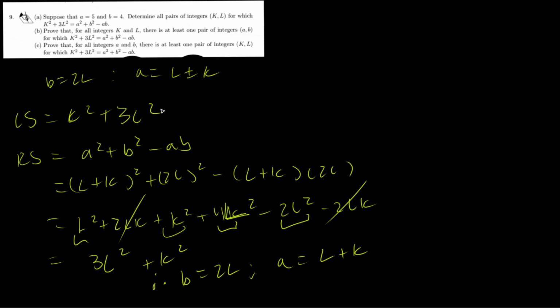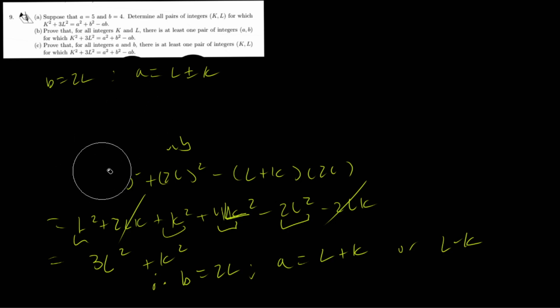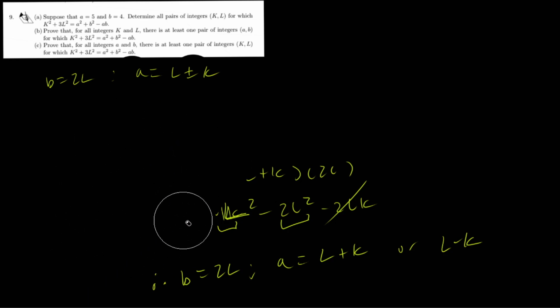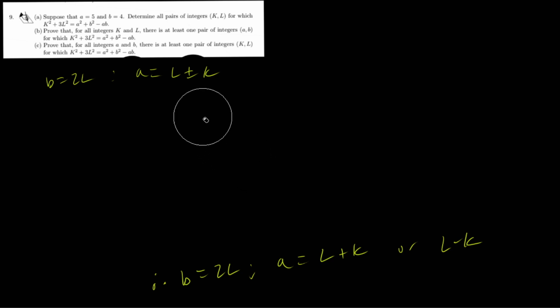And you can actually verify with l minus k, it also works. So you could say a is equal to l plus k or l minus k. I'll leave that to check for yourself. It honestly doesn't matter because you just have to prove that there is at least one pair of integers, right? It doesn't matter if it's l plus k or l minus k, it's all the same. So what this basically means is that for every value of k and l, you could select b to equal double l, and you could select a to be the sum or difference of l and k.